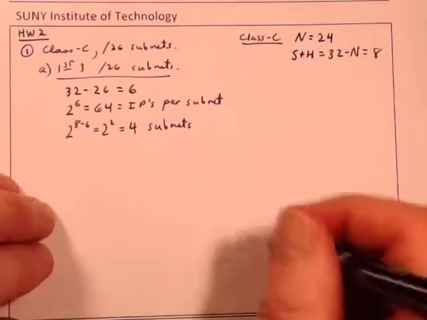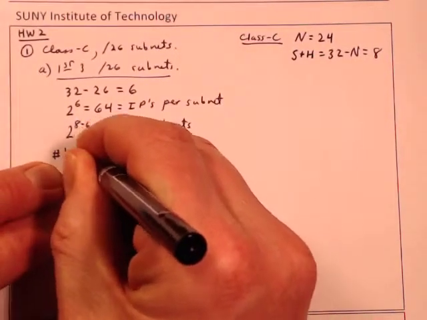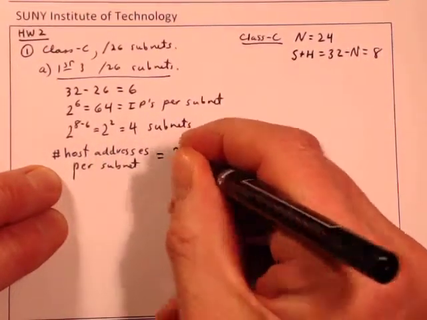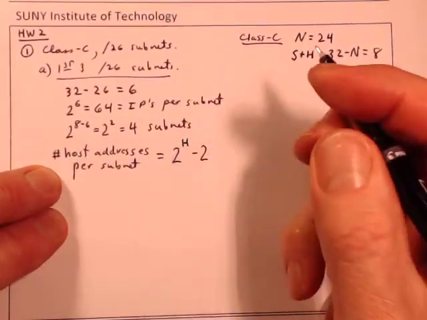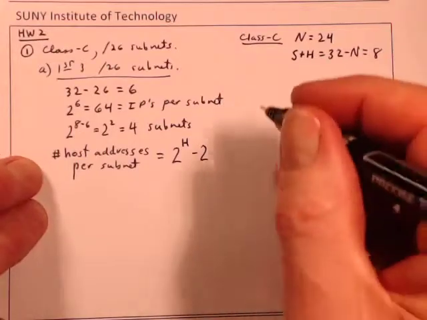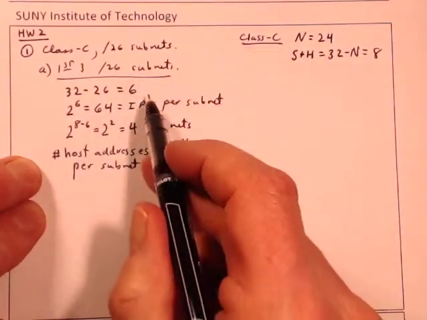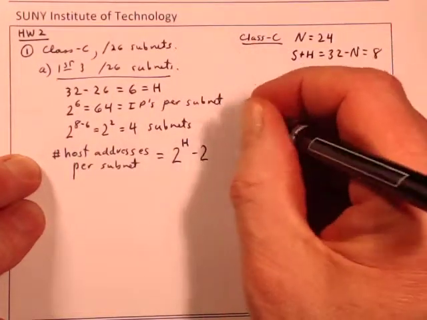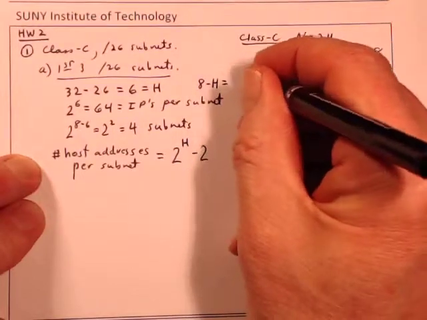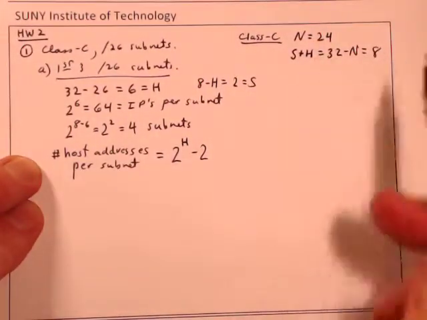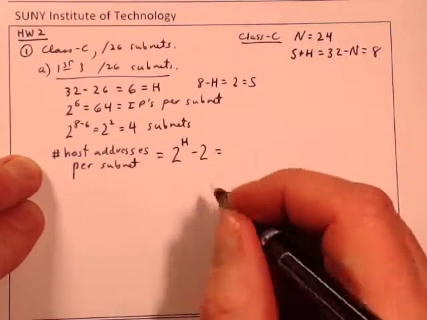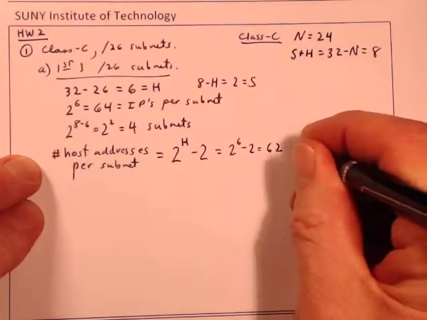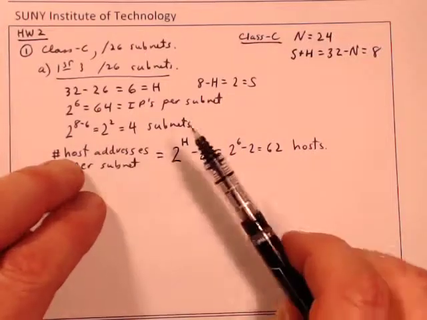And let's see, the number of host addresses per subnet is 2 to the H minus 2. And so let's see, 6 is equal to H, and 8 minus H is equal to 2, which is equal to S. Okay, S plus H equals 8. Okay, so 2 to the H minus 2 is 2 to the 6th minus 2, or 64 minus 2, or 62 hosts. Okay, so each of these subnets can hold 62 hosts.